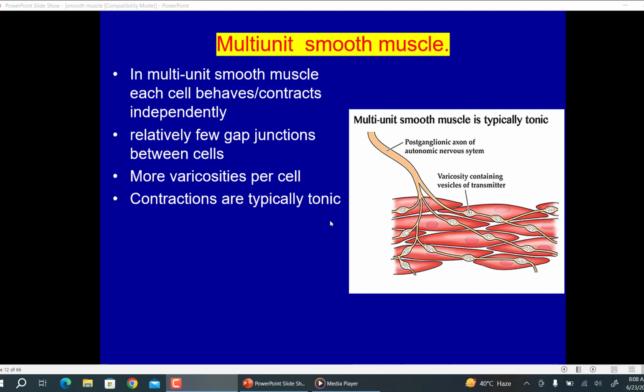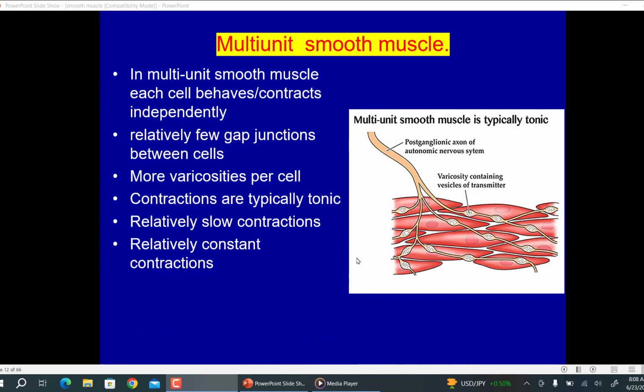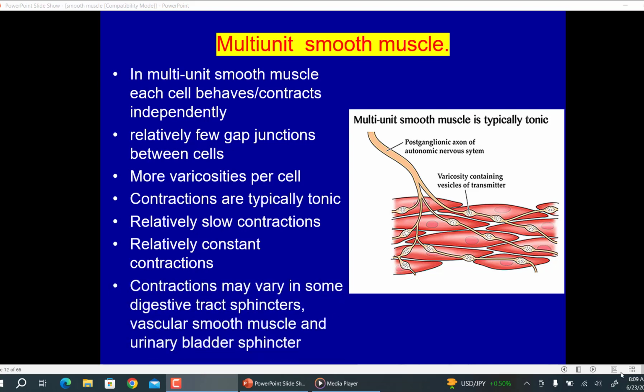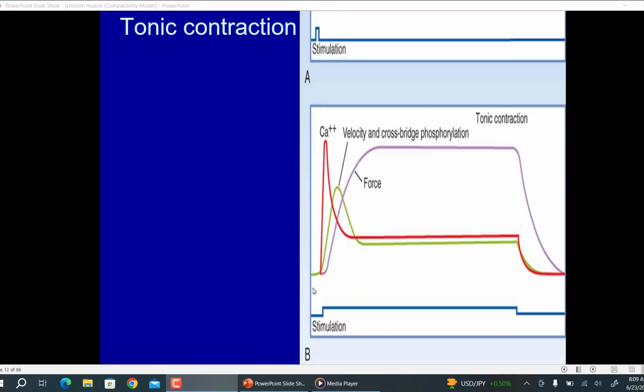Contractions are typically tonic. In single unit smooth muscle, the contraction is phasic. Here the contraction is tonic. Relatively slow. The single unit smooth muscle contracts rapidly and these muscles contract slowly. Relatively constant contraction. They contract constantly. So tonic contraction.